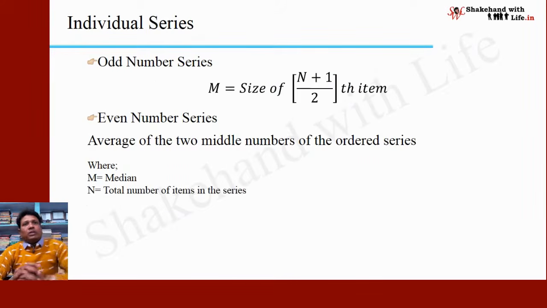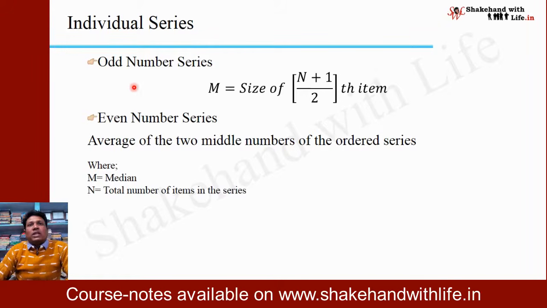Now how would you calculate the median for an individual series? For an individual series, the median can be calculated in two ways. If the data series is an odd number series, then the median will be the size of (n plus 1) by 2 item. And for an even number series, the average of the two middle numbers of that ordered series is the median value. M is denoted for the median, N is denoted for the total number of items in the series.